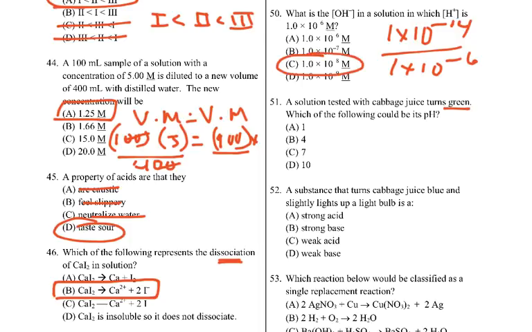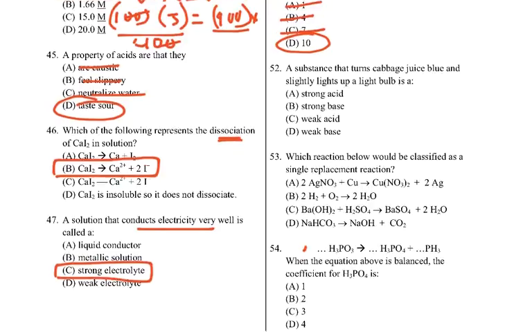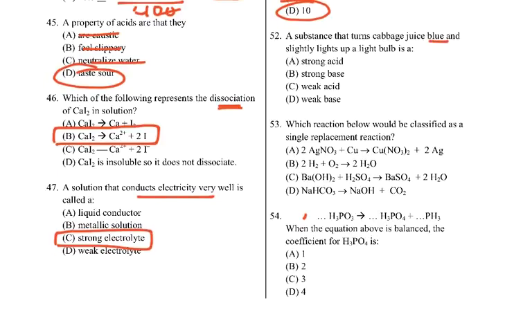Okay, cabbage juice turns green, that's a base, and which of the following could be its pH? So basic pH must be greater than 7, so that's neutral, that's acidic, has to be 10. Okay, solution to cabbage juice is blue, that's base, and slightly lights up, so that means it's weak. So we're looking for a weak base, answer D.